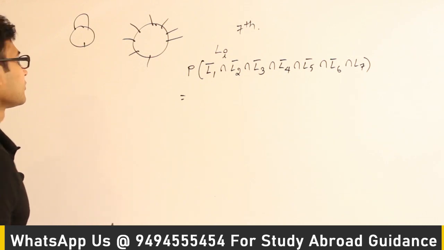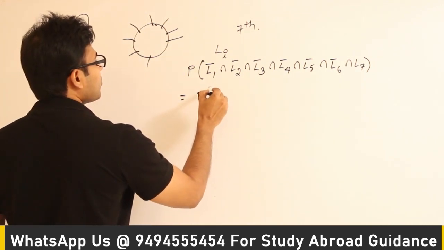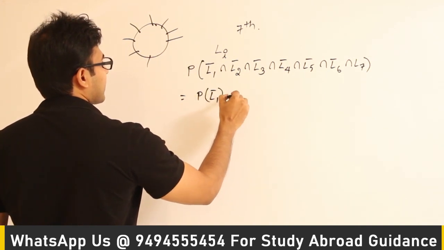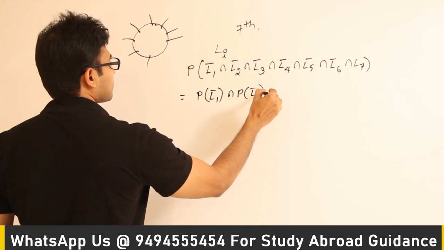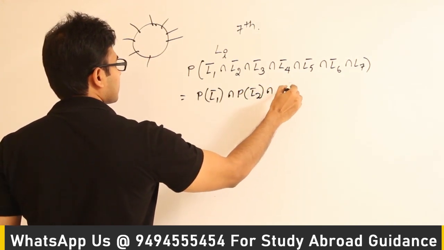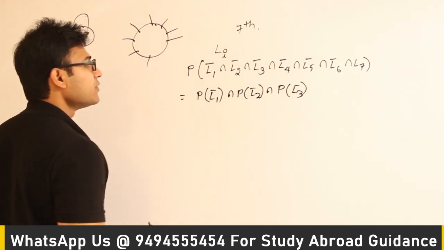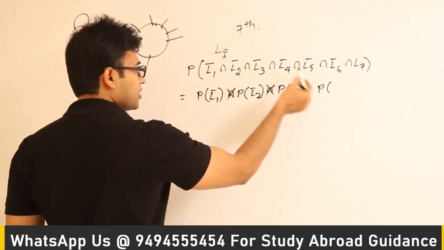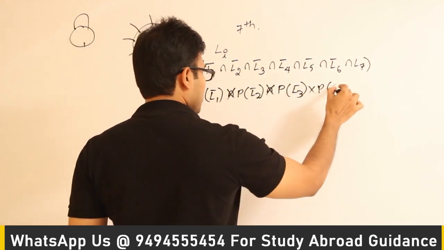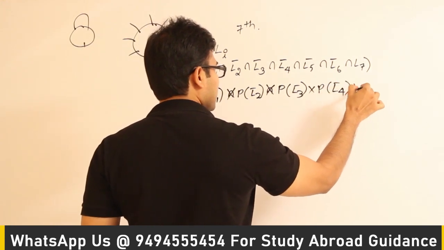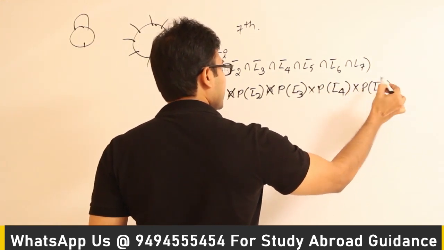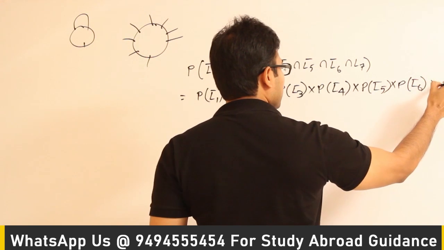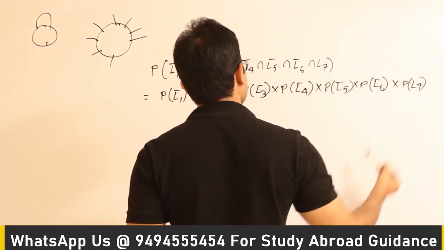And now this is equal to the probability of this. These are all independent events, right? The probability of failing in the first trial, into the probability of failing in the second trial, and so on. These are all multiplications, since they are all independent events, I am just multiplying them. Probability of failing in the 4th trial into probability of failing in the 5th trial into probability of failing in the 6th trial into probability of passing in the 7th trial, right?